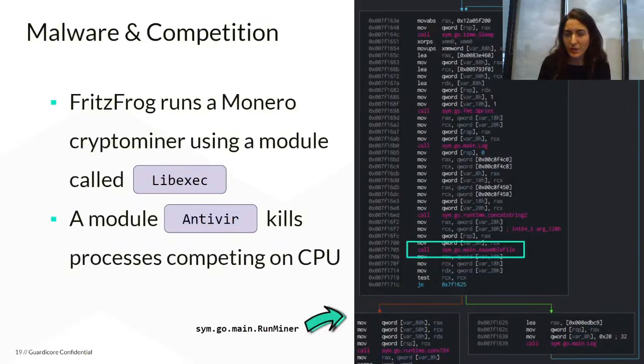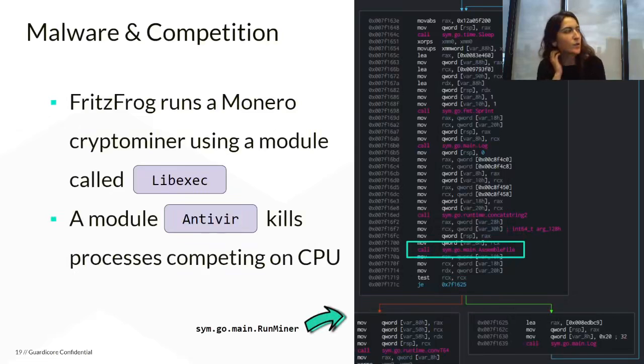A nice use of the assemble module can be seen in the cryptominer module. Fritzfrog runs a Monero cryptominer, a compiled version of XMRig, and the module responsible for the crypto mining is called libexec. I just want to emphasize that this module is capable of running basically any binary file. The miner is not hard-coded to the Fritzfrog malware. What you see here on the right is a loop where assemble file is called repeatedly to assemble the whole cryptominer binary file. Eventually, like I mentioned before, it dumps it onto a file, executes, and deletes it.